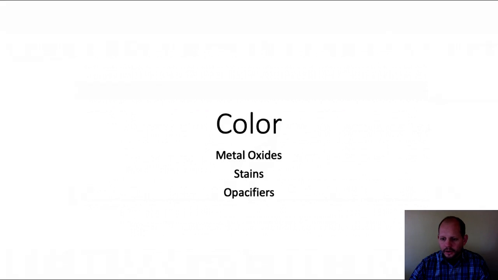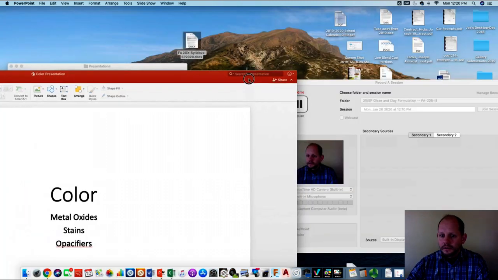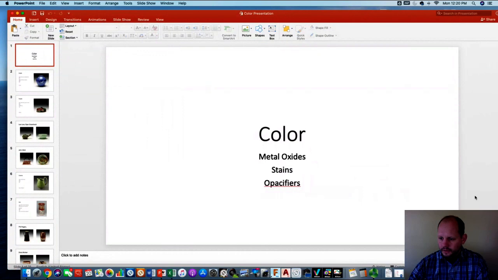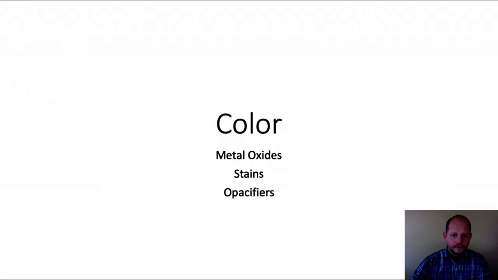To another presentation. We're going to be talking about colorants and metal oxides today. Sorry, I'm just making sure my screen looks good for you guys. Okay, here we go. Color metal oxide stains and opacifiers. I'm first going to talk about the metal oxides, the ones that we keep mostly in our studio. And then I'll discuss a little bit more about some other materials like opacifiers. And so here we go.